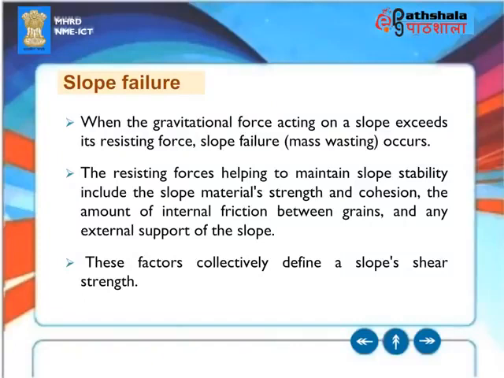Slope failure. When the gravitational force acting on a slope exceeds its resisting force, slope failure or mass wasting occurs. The resisting forces helping to maintain slope stability include the slope material strength and cohesion, the amount of internal friction between grains, and any external support of the slope. These factors collectively define a slope's shear strength.